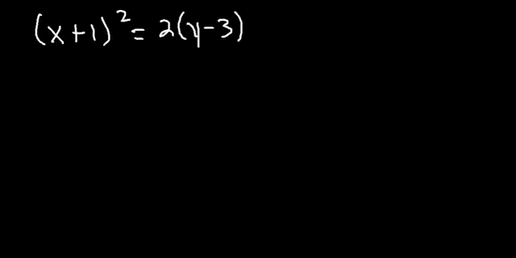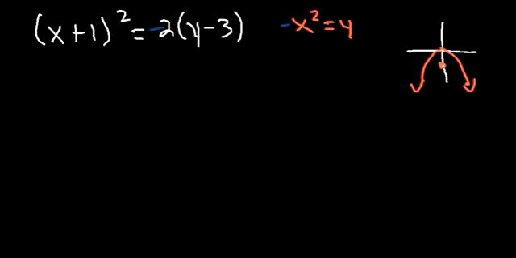So our last example for today, let's try this one. X plus 1 squared. Let's say that's equal to 2 times y minus 3. So here we have the example where x squared is equal to y, or y is equal to x squared. And let's actually add a negative sign. So it's going to open downward. So the focus should be somewhere over here, and the directrix is horizontal this time.